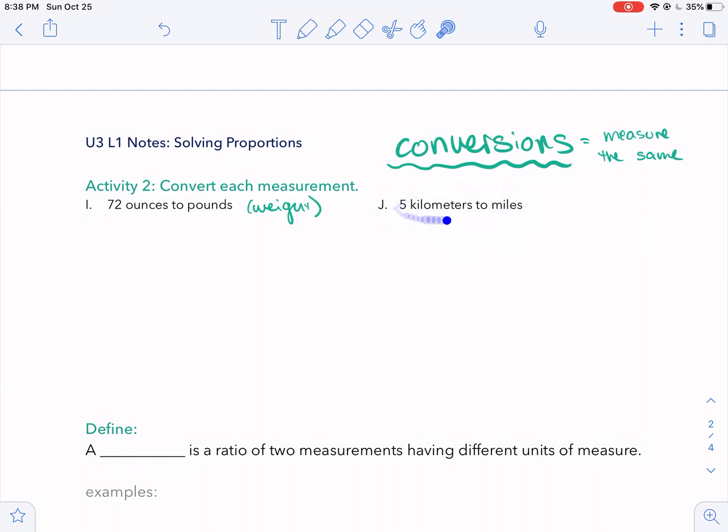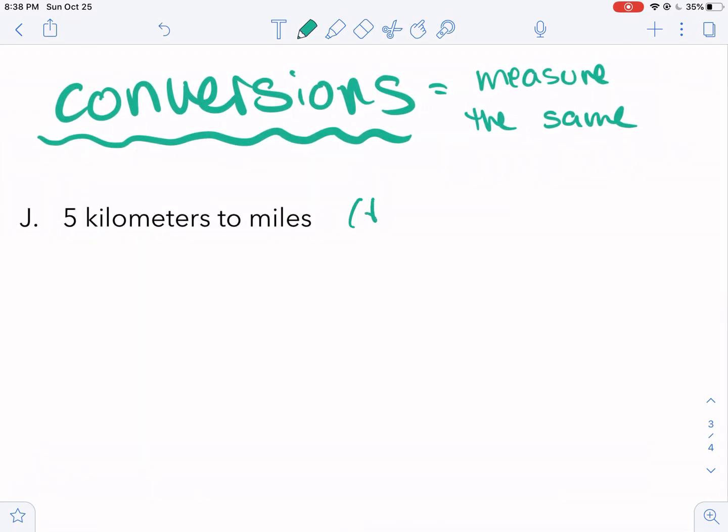Right? And then over here we have kilometers, kilometers, kilometers. We have kilometers and miles. These are both units of distance.